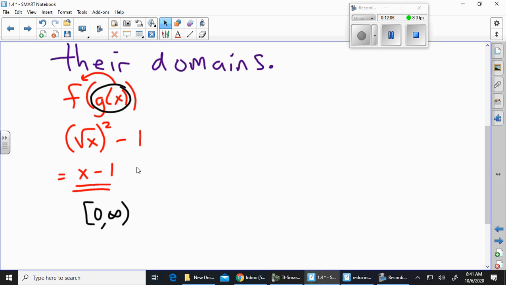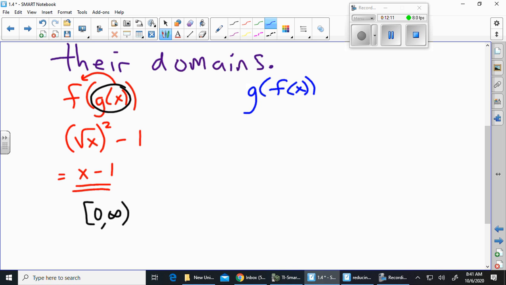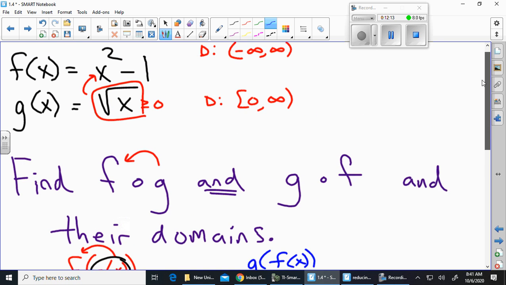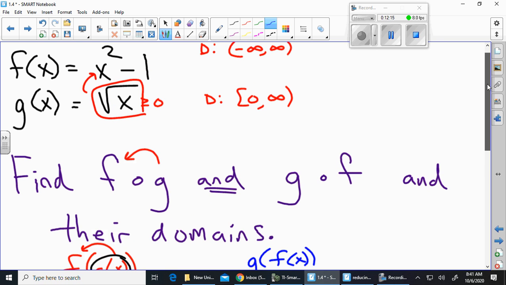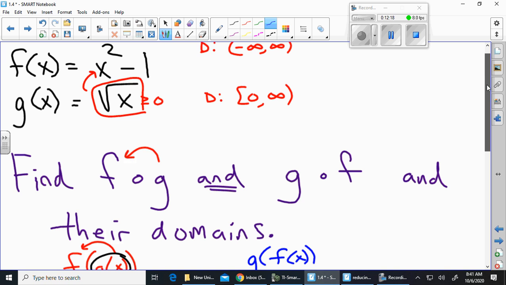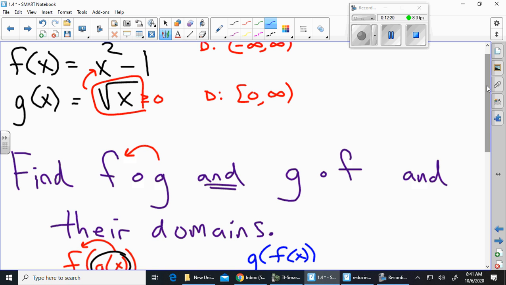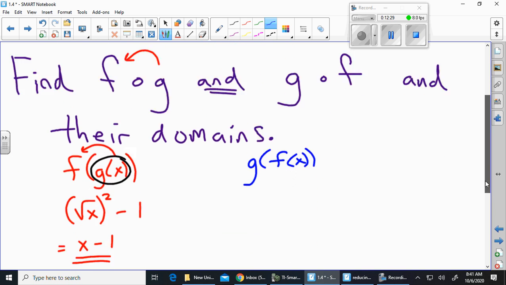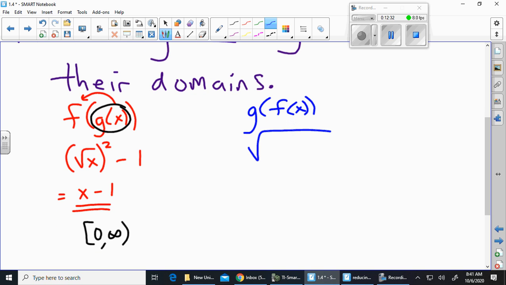So now if I did g of f of x, the domain could be negative infinity to infinity because that's f's. So I'm going to plug all of this in for that x. So I'm actually going to have the square root of x squared minus 1. And don't distribute your radical, that is it.